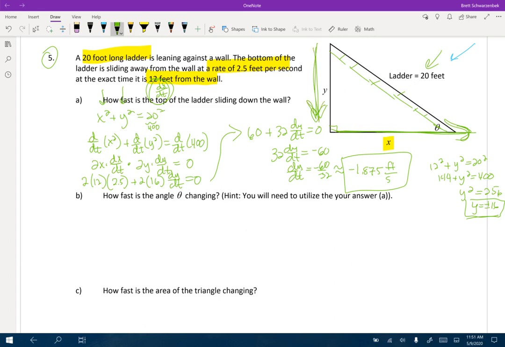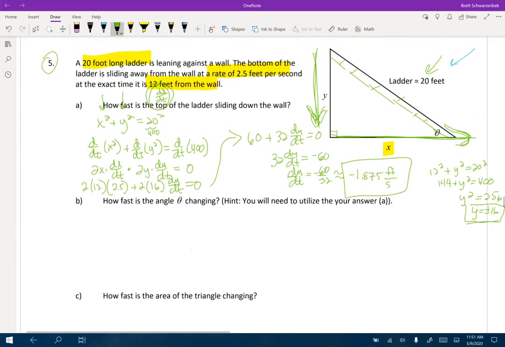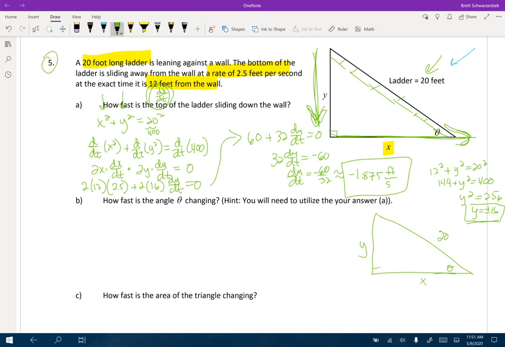Okay, so these are all problems for the same scenario. So what I'm going to do is, again, I'm just going to draw the ladder over here, 20, theta, y and x. It says, how fast is the angle theta changing? Okay, so now we are finding the rate of change of the angle. So that's a whole different can of worms, so to speak. So what do we do with that?